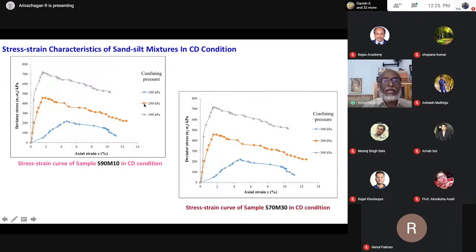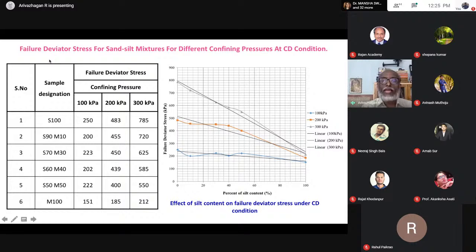This is for the consolidated drained condition, the CD condition. Here also the same diagram, also the same significance. This is the failure deviator stress. So here also it is the same way. Here it is also forming a linear trend. As the silt content increases, the failure deviator stress also decreases.